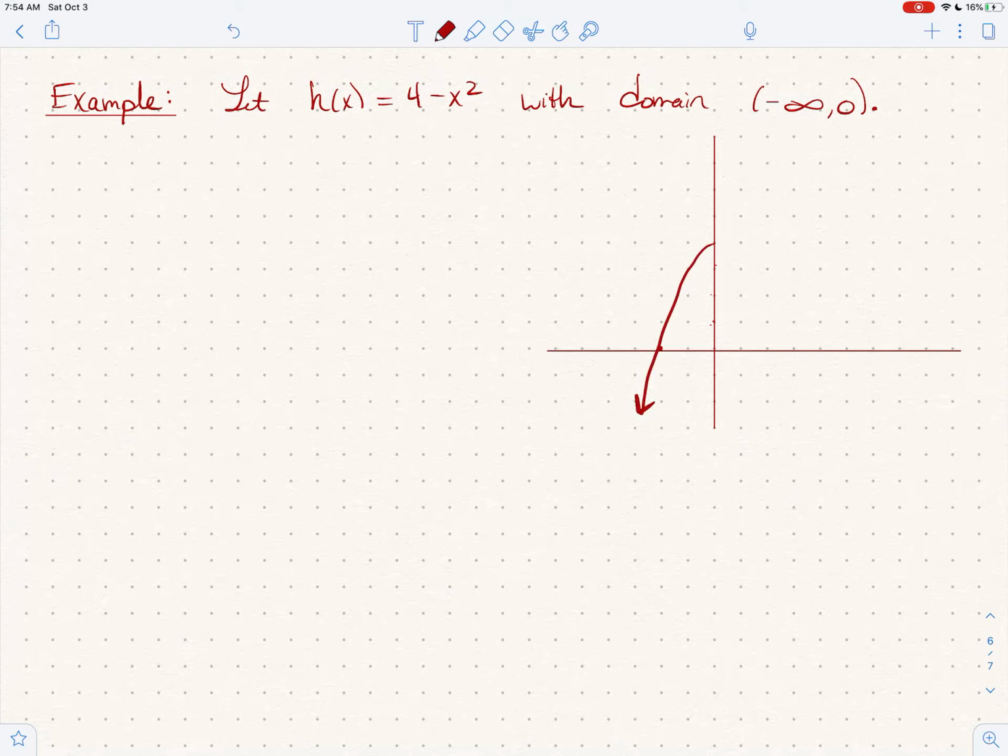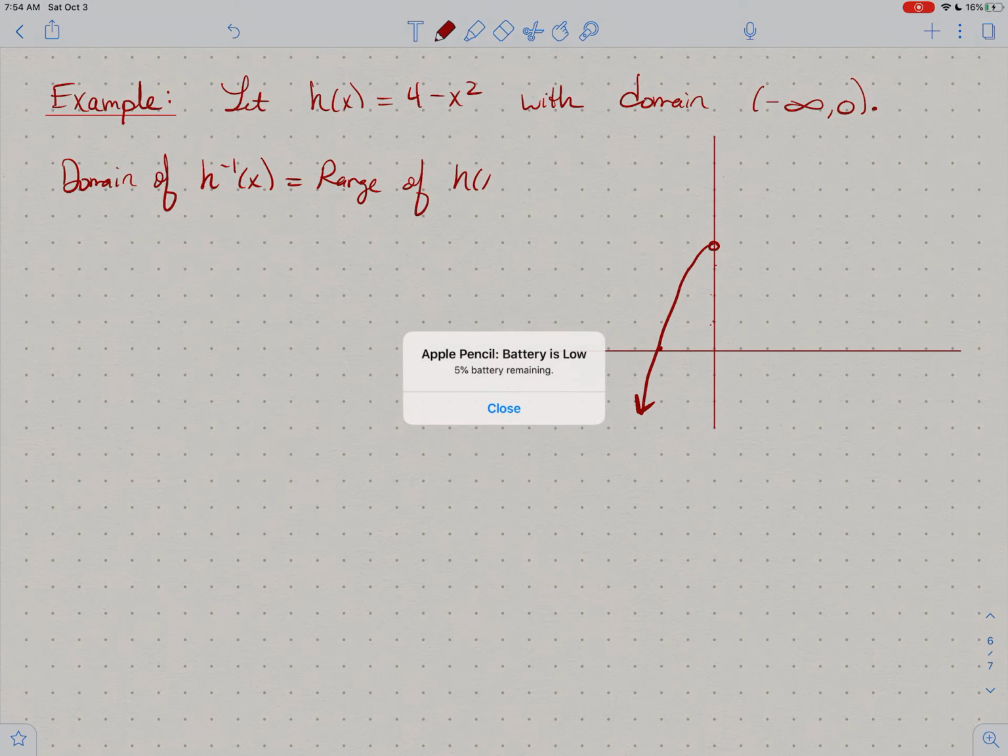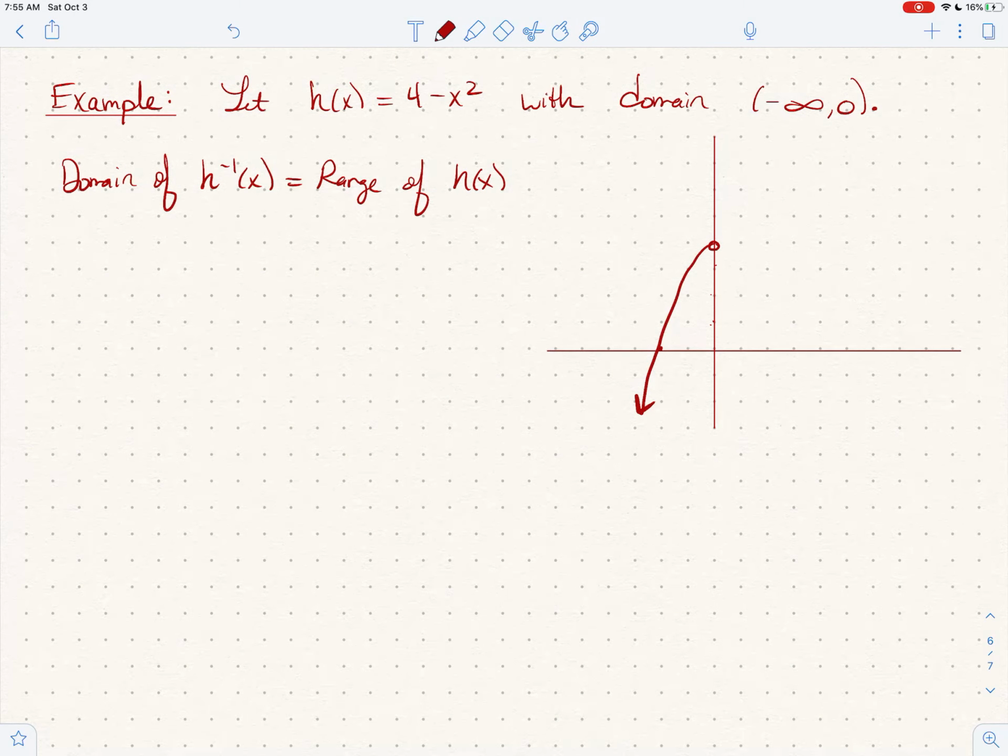And I'm restricting the domain. By the way, I'm not even including 0, so I've got to put an open circle there. All right, so that's actually what my function looks like because of this domain restriction. And so I want us to realize that this function is now 1-to-1. And so let's also realize that the domain of the inverse function, h inverse, is equal to the range of h of x, which we know is, well, let's see, minus infinity all the way up to 4 on the y-axis.